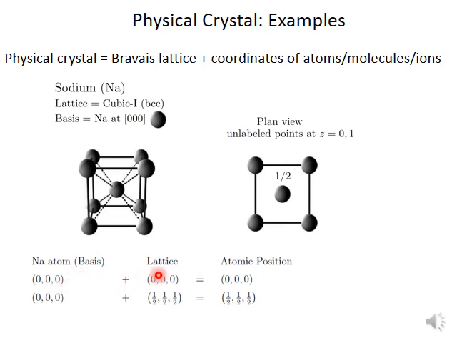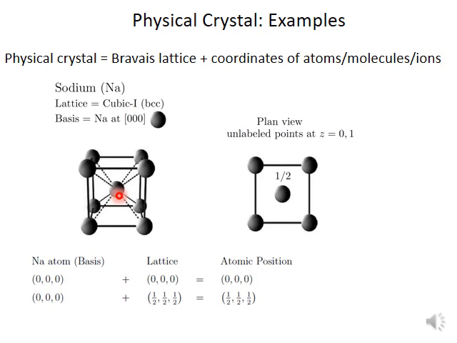You need one lattice point at 0, 0, 0, which is, let's say, this reference one, and then you need another lattice point at a half, a half, a half, which is the one at the center, and the coordinates of these two fully describe this conventional unit cell. So the question is, what would be the coordinates of the resulting atoms?